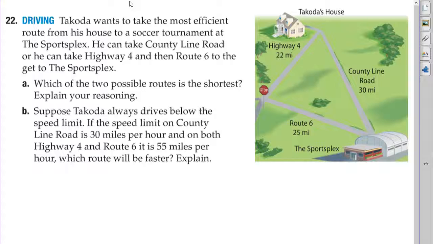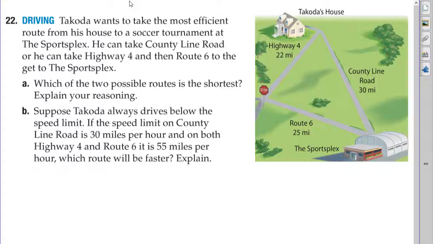So County Line Road is 30 miles. The other two together are 47. County Line is shorter. Now for part B, it says suppose Dakota always drives at the speed limit. If the speed limit is 30 miles an hour on County Line Road, and Highway 4 and Route 6 are 55 miles an hour, which route will be faster?